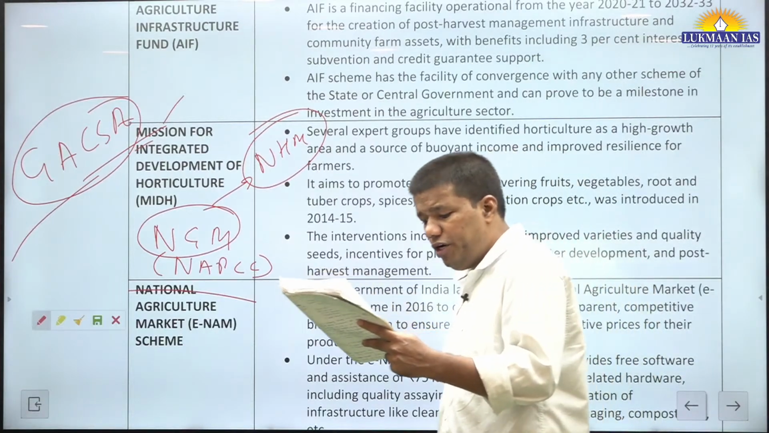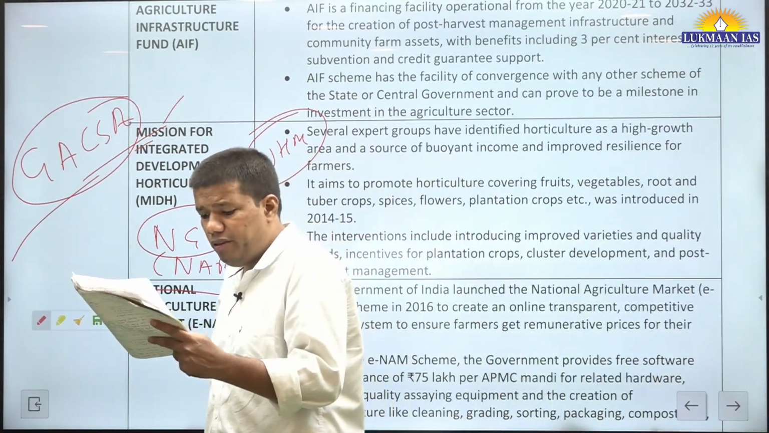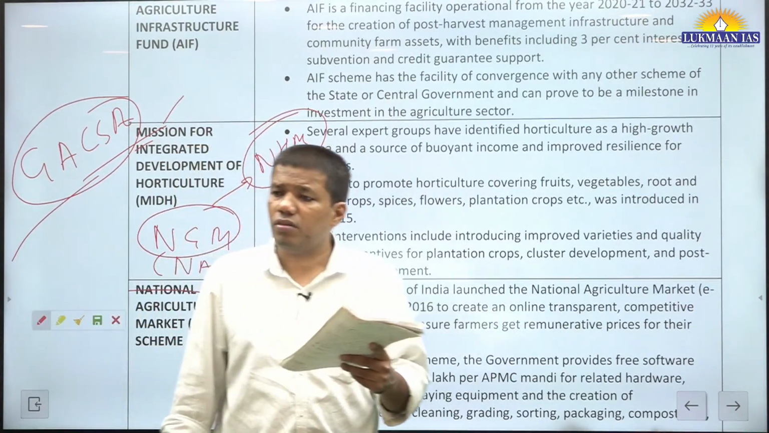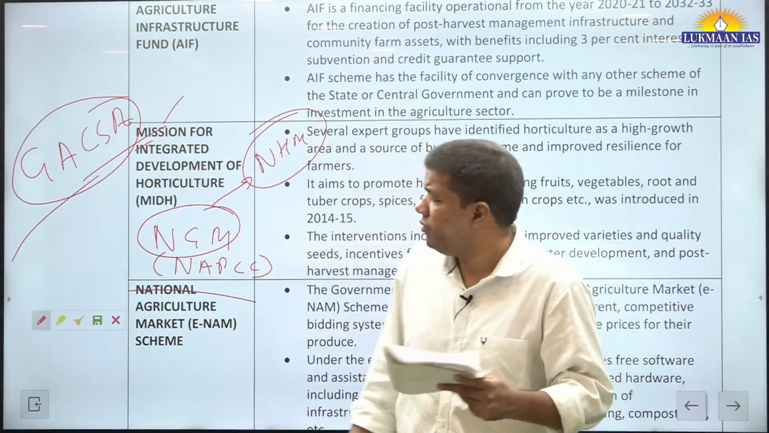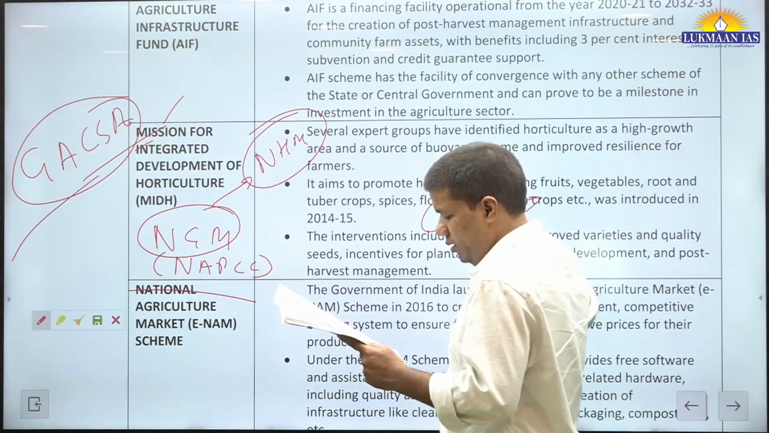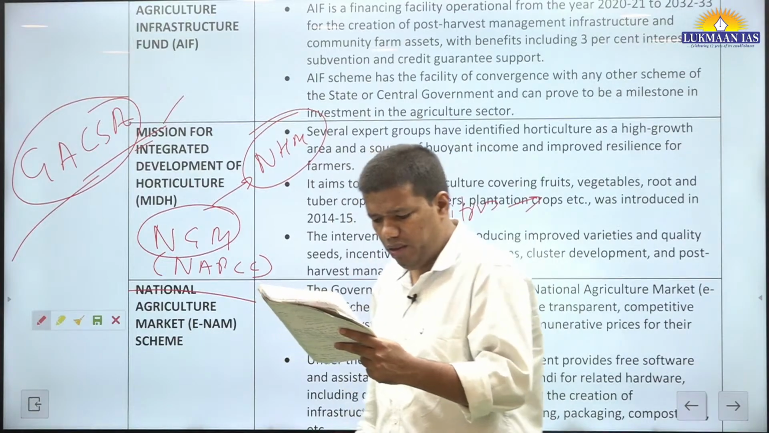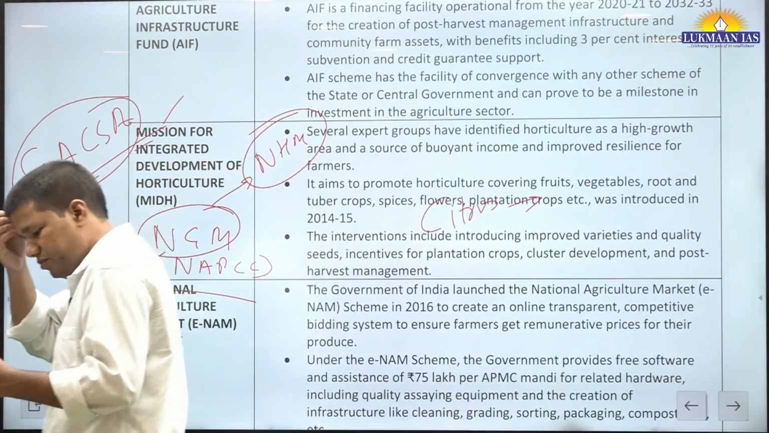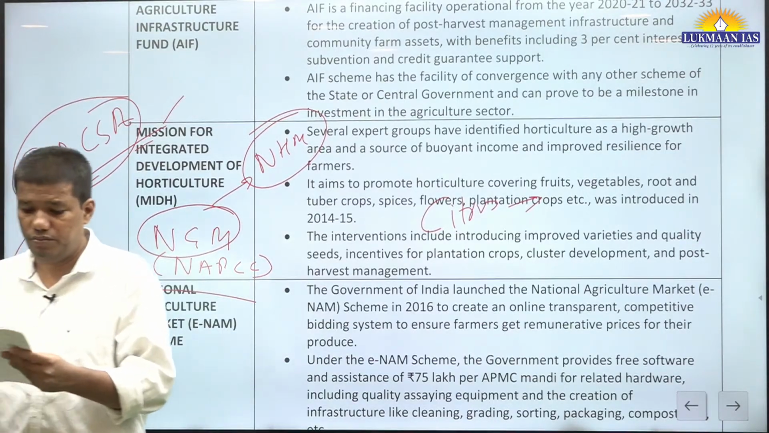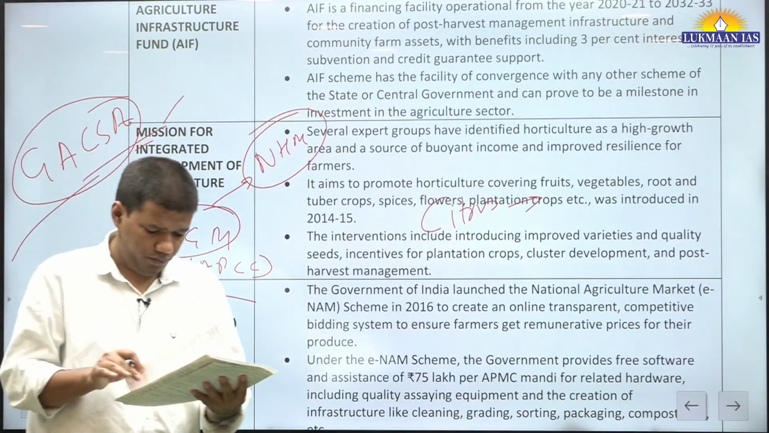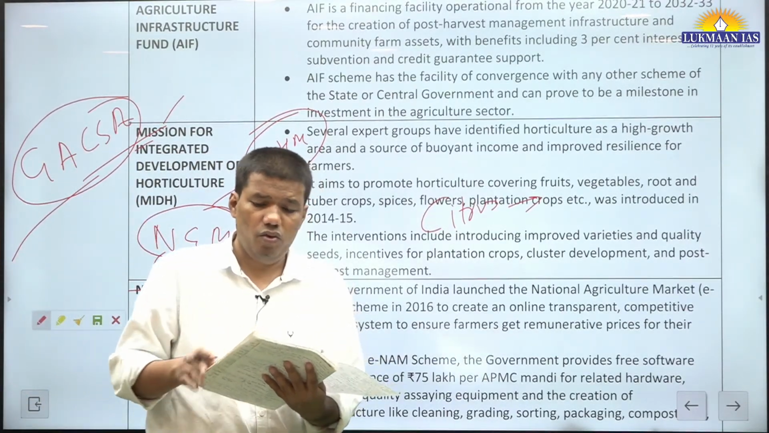India has two important institutes: Central Citrus Research Institute in Nagpur, and Central Institute for Horticulture, Nagaland. Central Citrus Research Institute in Nagpur. Okay.